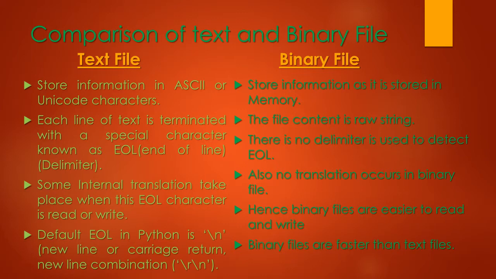Binary files store information as it is stored in memory, that is 0 and 1, in binary format. The file content is a raw string. No delimiter is used to detect EOL as in a text file. Also, no translation occurs in binary files because the data is already in binary format. Hence, binary files are easier to read and write, and binary files are faster than text files.